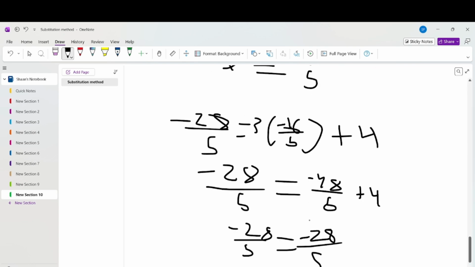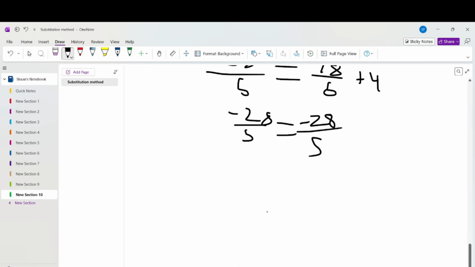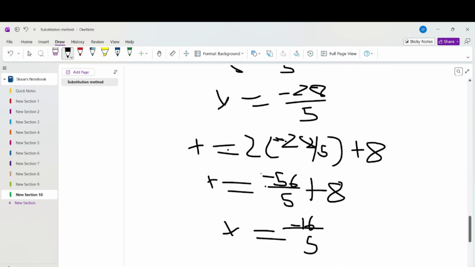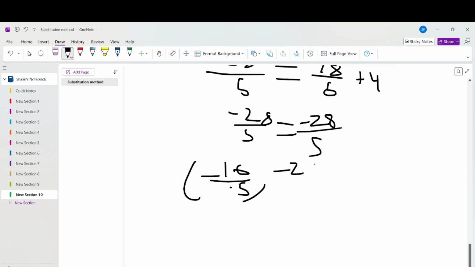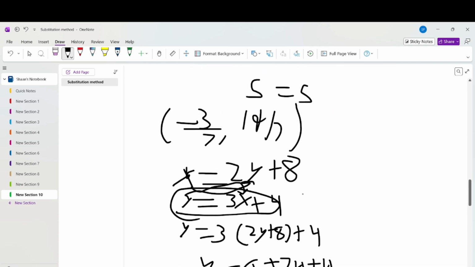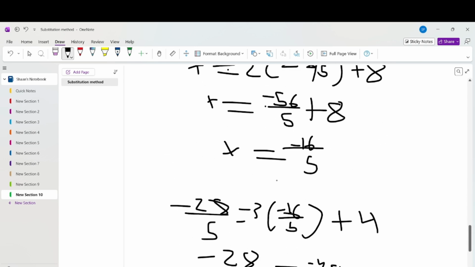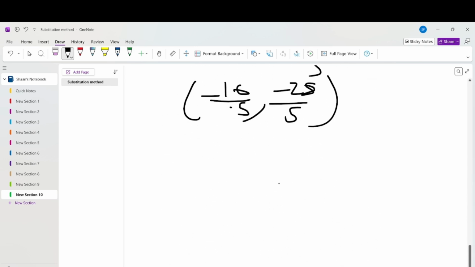So that means both of these lines intersect at the point negative 16 over 5, which is the x value, comma, negative 28 over 5, which is the y value. So that's where both of these graphs and lines, x is equal to 2y plus 8 and y is equal to 3x plus 4, intersect. Again, these can be very helpful in real world scenarios like a supply and demand graph. Let's say you're looking at two different scenarios that are graphed and you want to know when they are the same and when they intersect.